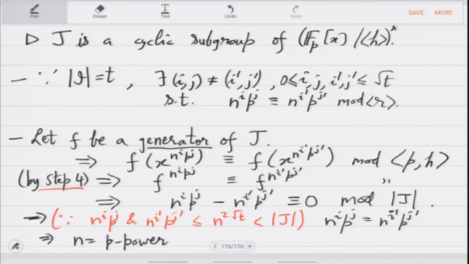But n cannot be a perfect power, that we have ruled out in pre-processing step 1. So that gives you the contradiction. Okay, so this means that if step 4 passes, then n has to be prime. Okay, that finishes the proof.